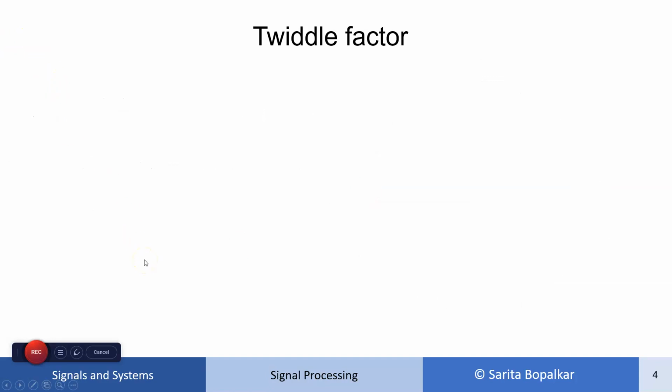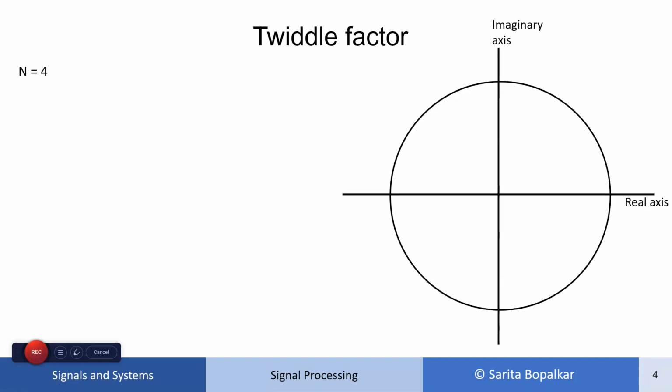Now let's check N is equal to 4 for the 4-point DFT. Means there are 4 samples in the range 0 to 2 pi: first sample, second sample, third sample and fourth sample. And the angles are 0, pi by 2, pi and 3 pi by 2.